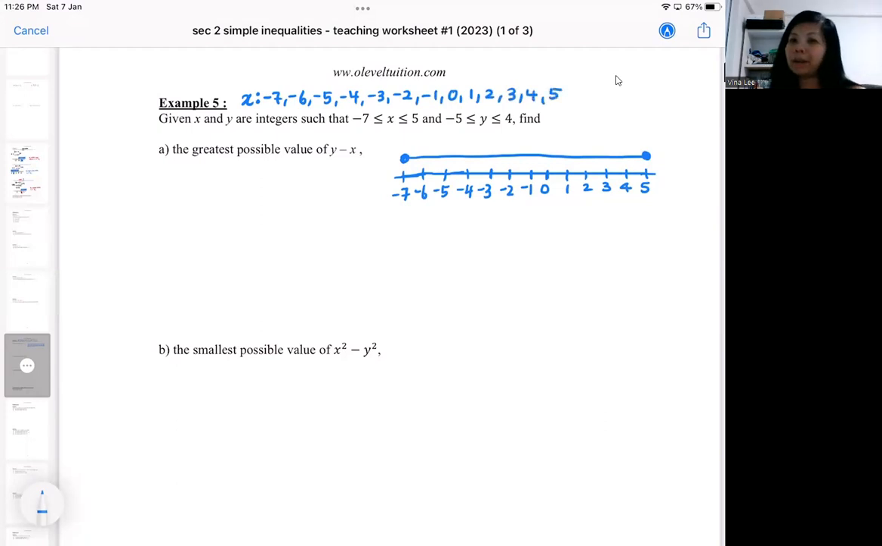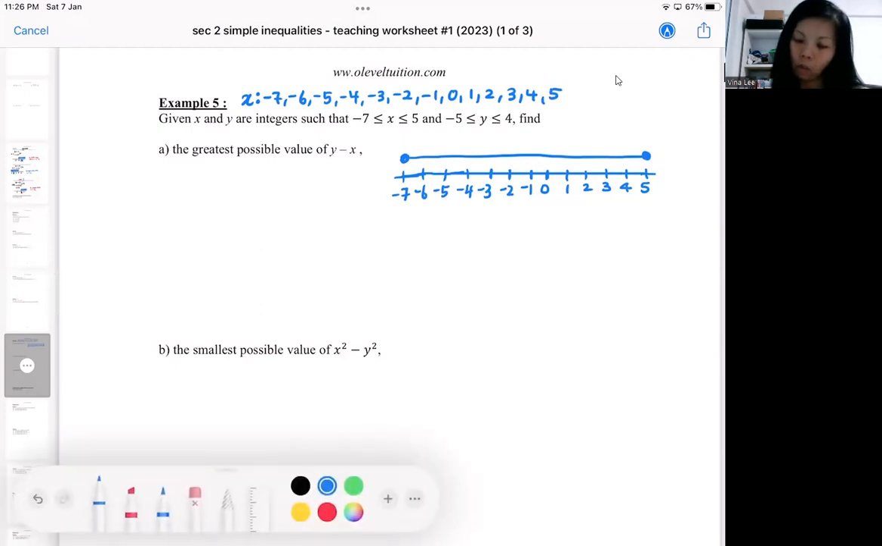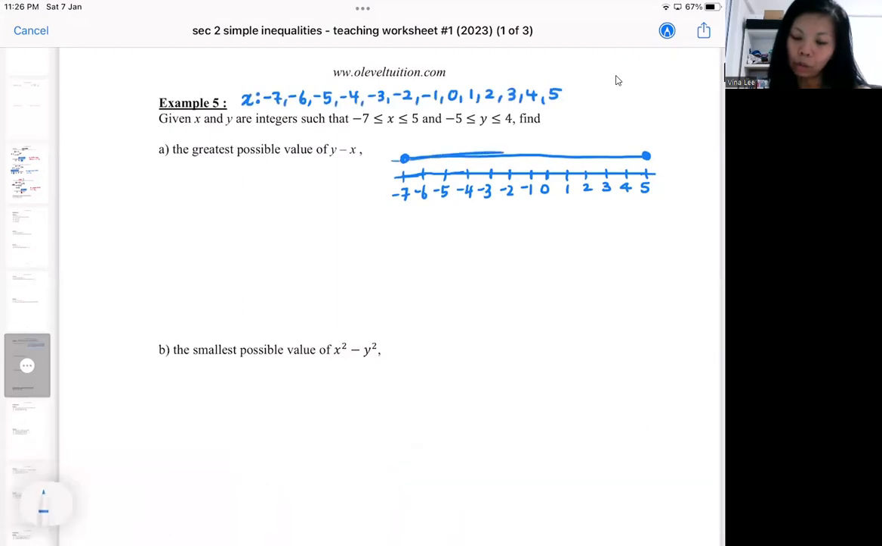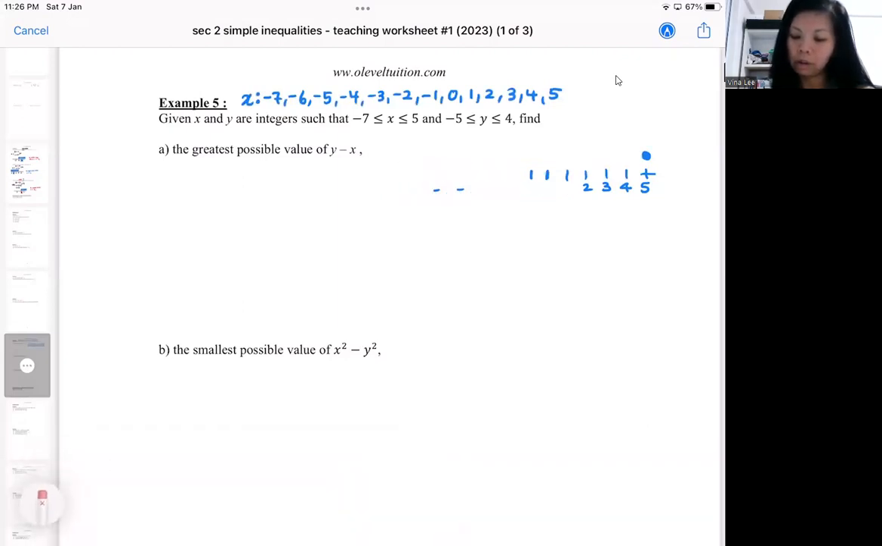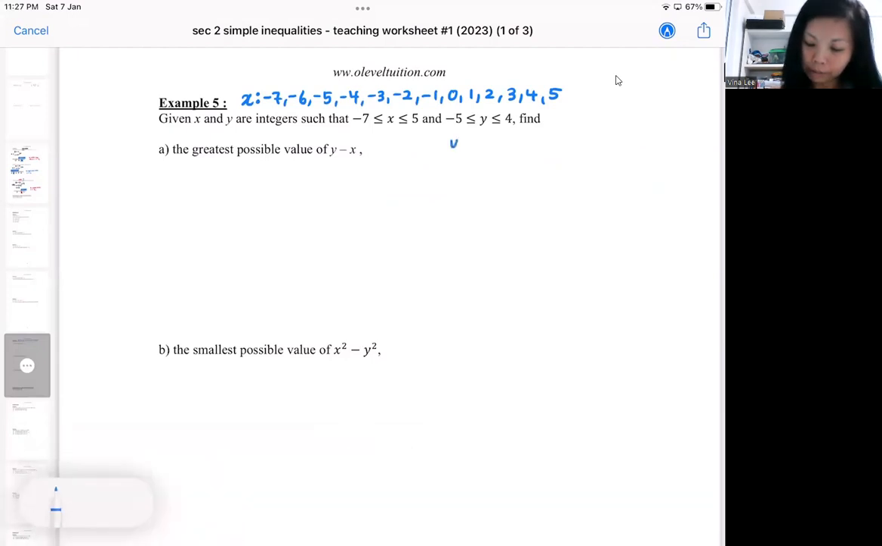So you also need to write that out for y. So if you look at y, y is from -5 to 4. That means all the integers from -5 to 4 are valid for y. So I'm going to write y here. So it can be -5. -5 is valid because there's the equal sign here. So if they don't put an equal sign, please don't include -5.